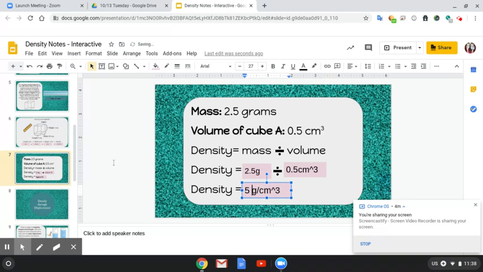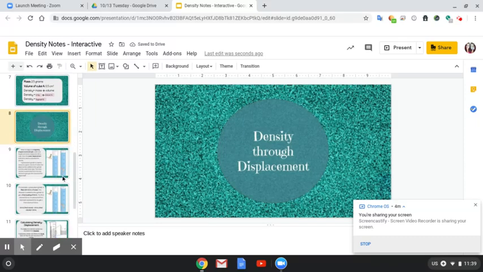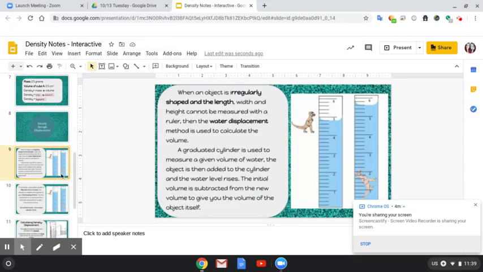Now, what happens if it's an irregular shape? What if you can't take a ruler and measure it? When an object is irregularly shaped and the length, width, and height cannot be measured with a ruler, then the water displacement method is used to calculate the volume. So we practiced this earlier. It's where you take the initial volume and you take the final volume after you put the object in and you subtract them.